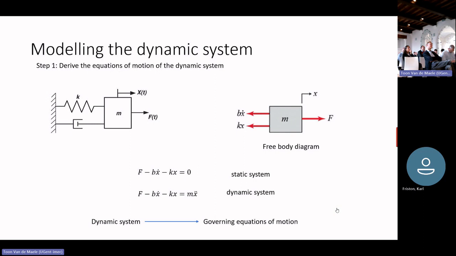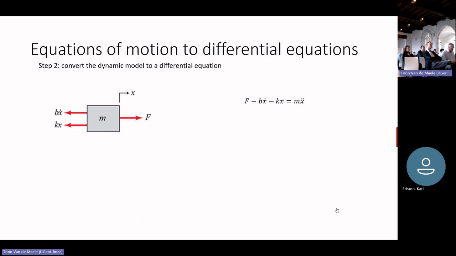So now you have a dynamic system, and in doing so, you have found the governing equations of motion. So what you got at the end here is what governs the motion of the whole block of mass connected to the spring and damper. Now, the second step is to convert the dynamic model that you got into a differential equation.